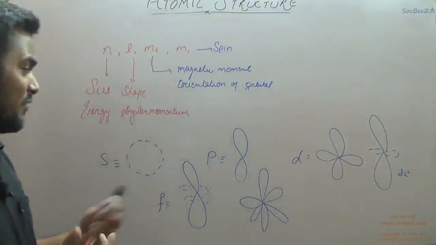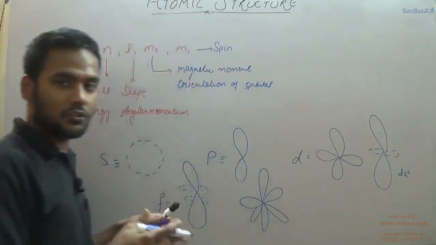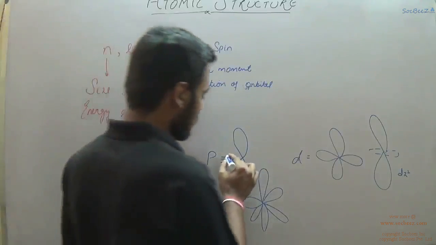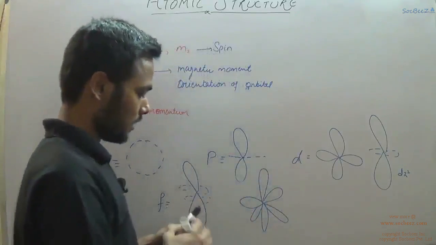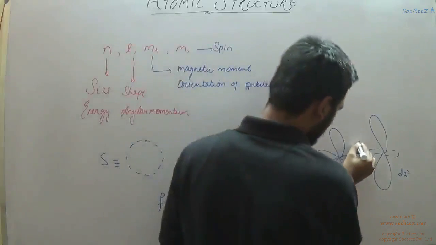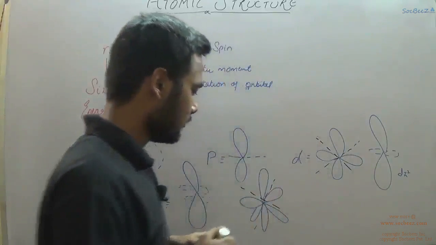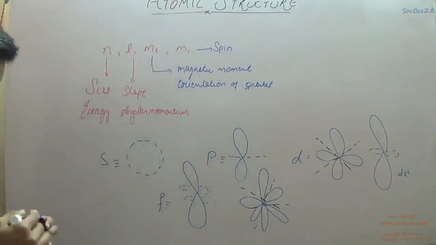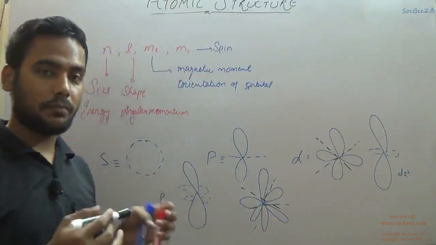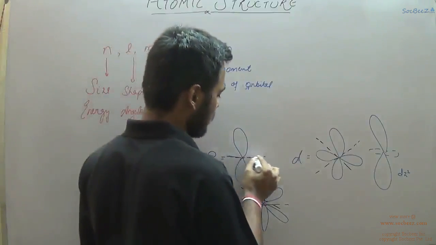We also discussed the nodal planes and the radial nodes. First we discussed the radial nodes, and then the nodal planes: the p orbital has one nodal plane, the d orbital has two nodal planes, and the f orbital has three nodal planes. And we also discussed that the nodal plane is the plane where the probability of finding an electron is 0.